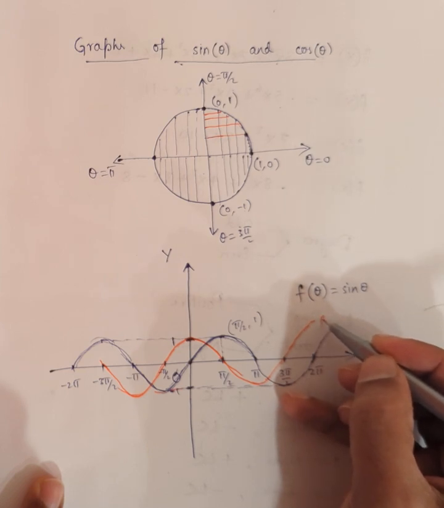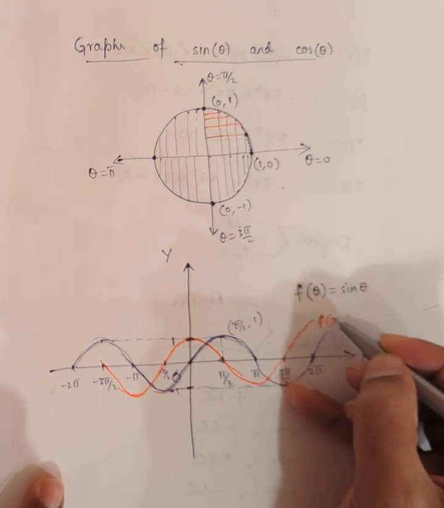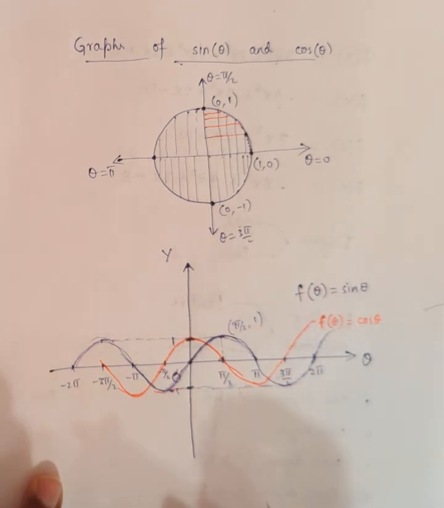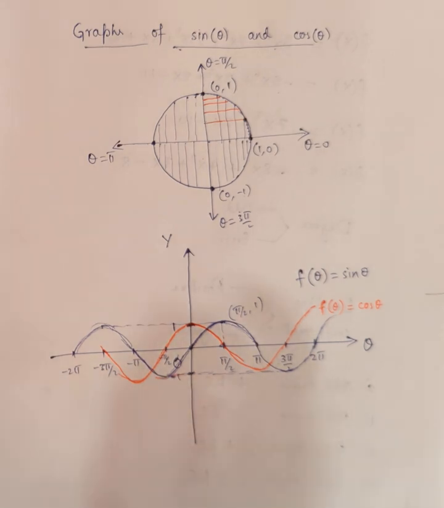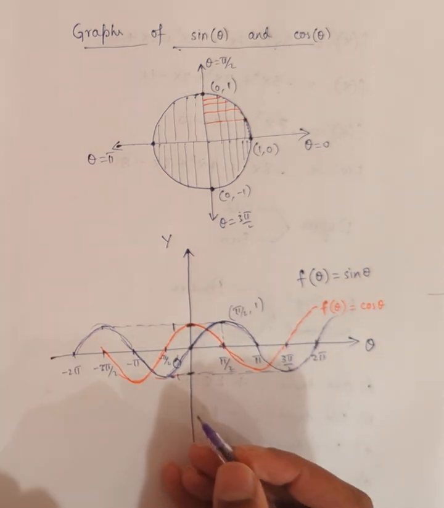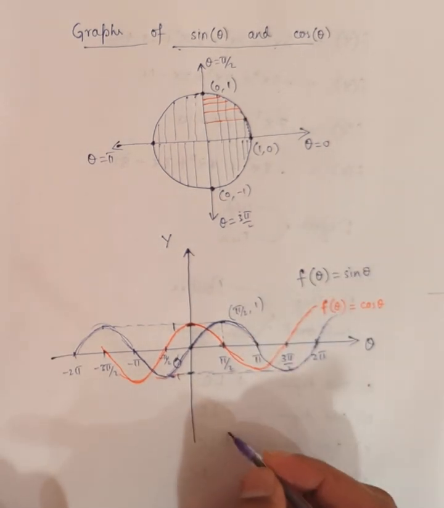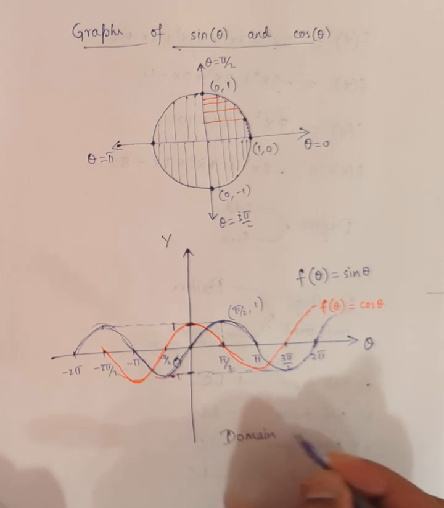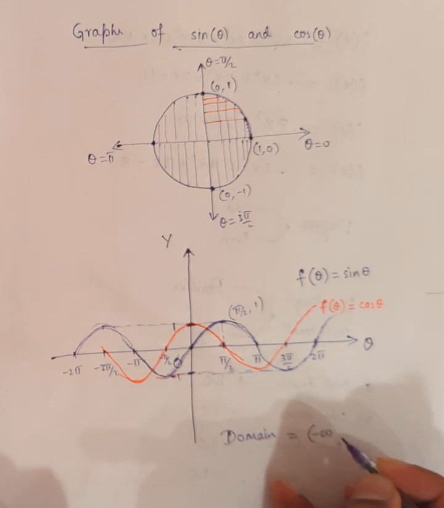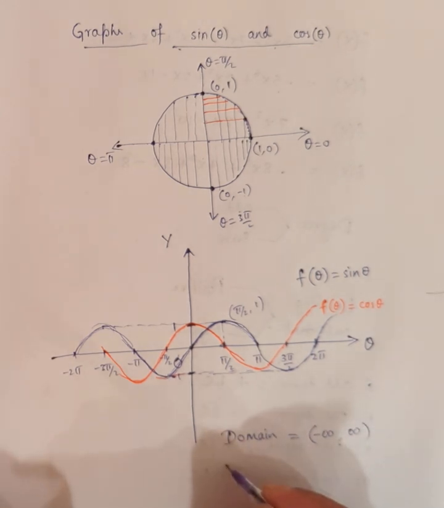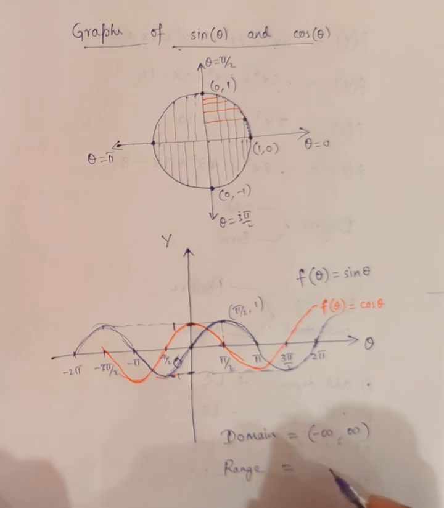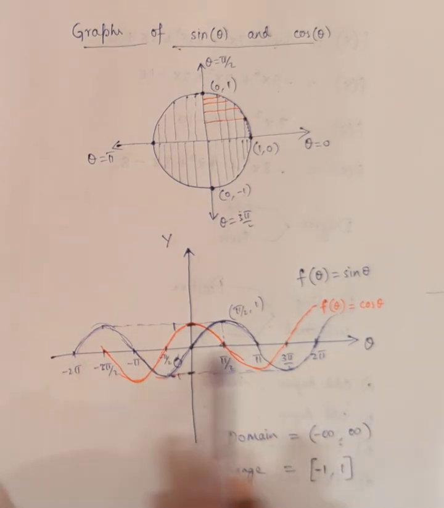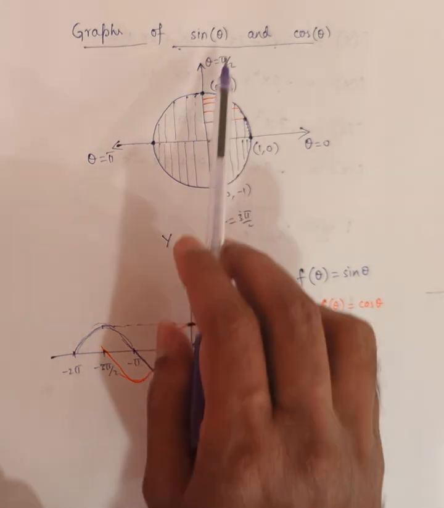Let's say f of theta equals cosine theta is the red graph, and f of theta equals sine theta is the blue graph. A few things to notice. The domain for both sine and cosine is everything. So the domain for both of them is negative infinity to infinity, and the range is from negative 1 to positive 1, closed interval. Range is the y values. Domain is the input values. You can input anything into sine and cosine.